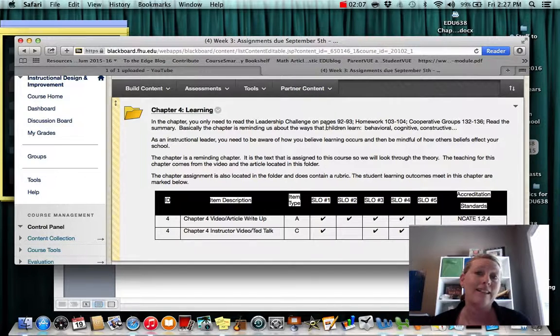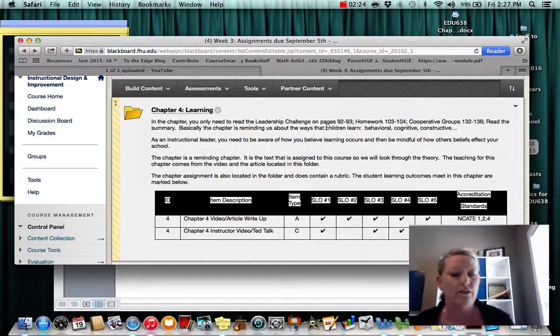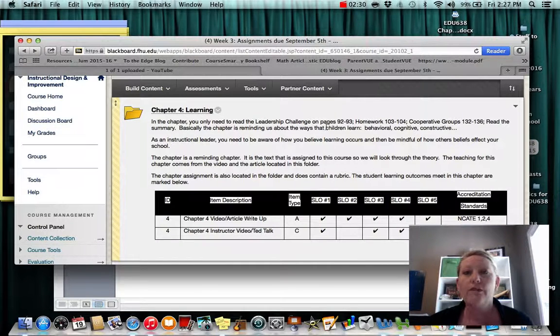The leadership challenge at the beginning of the chapter is an excellent example of what you as a principal, instructional leader, or coach are going to have to do. Just like I said before, you have to be able to accept the beliefs of your faculty, then find a way to help them move forward in order to accept the changes that are occurring in the standards and in the curriculum, so they can meet the best needs of the students.